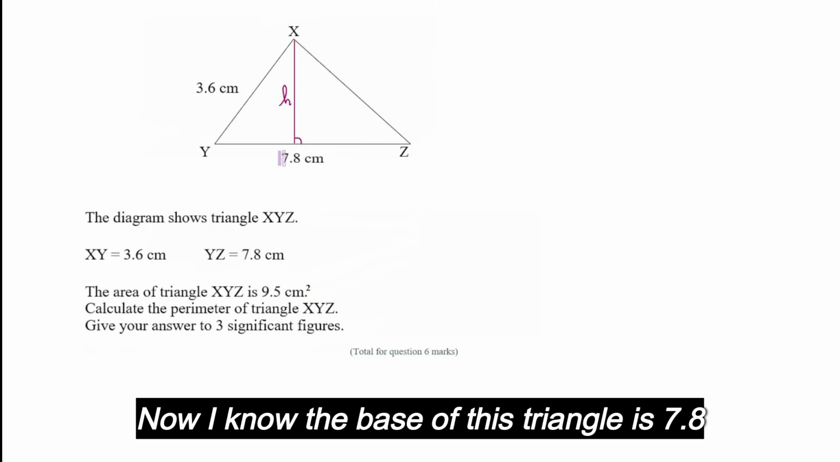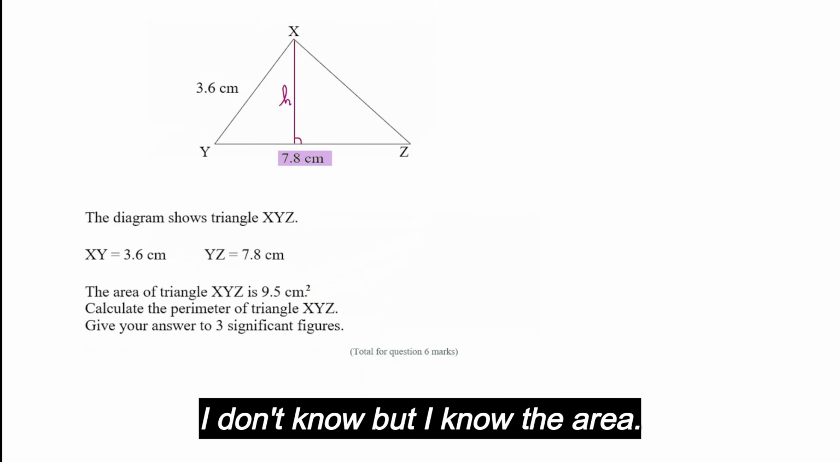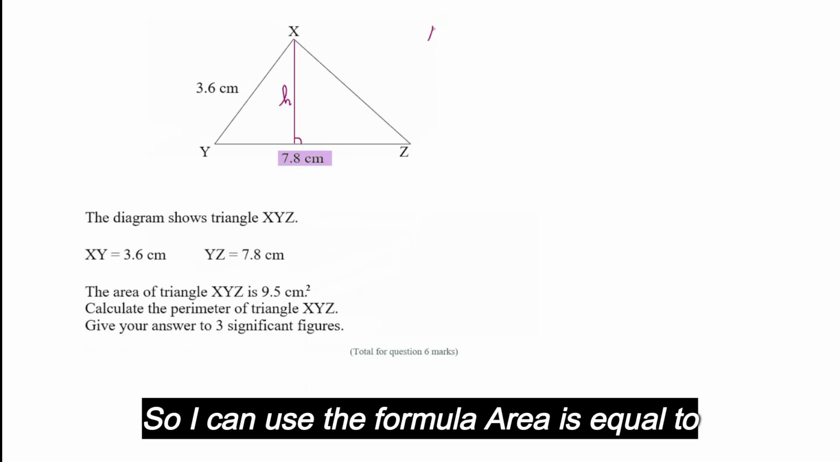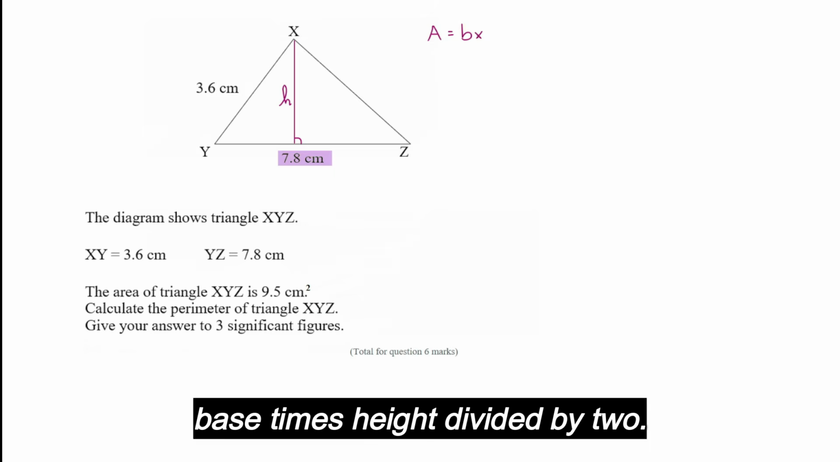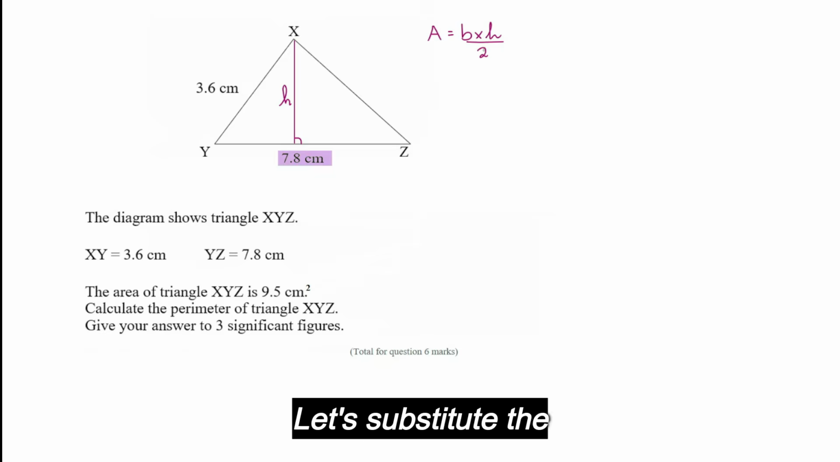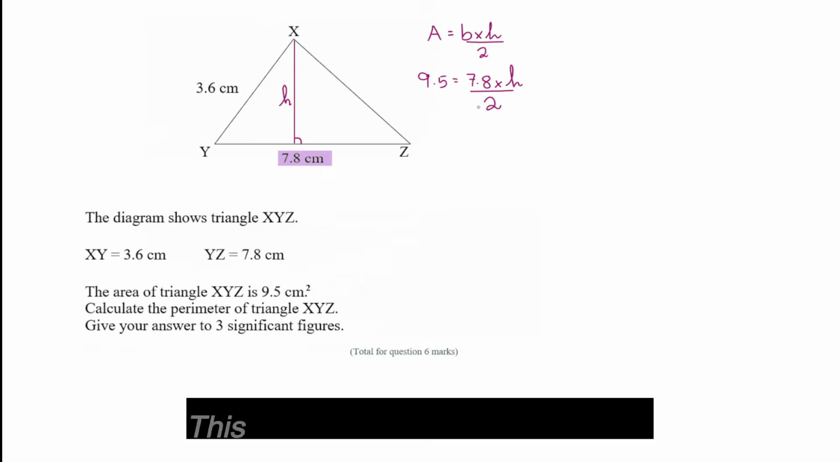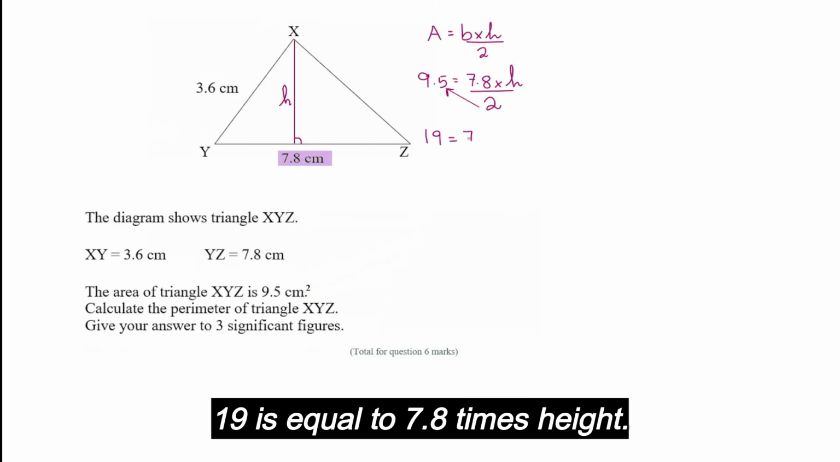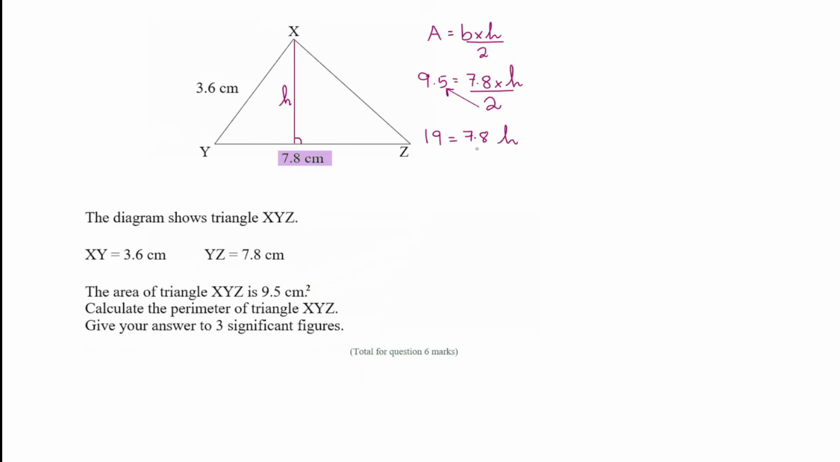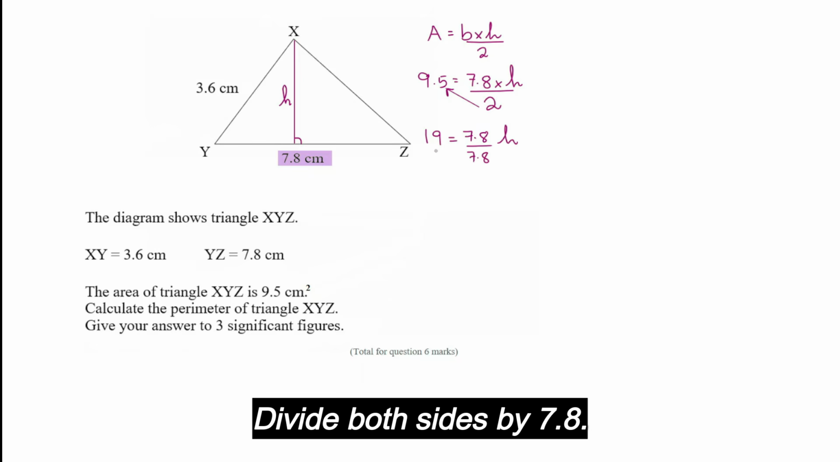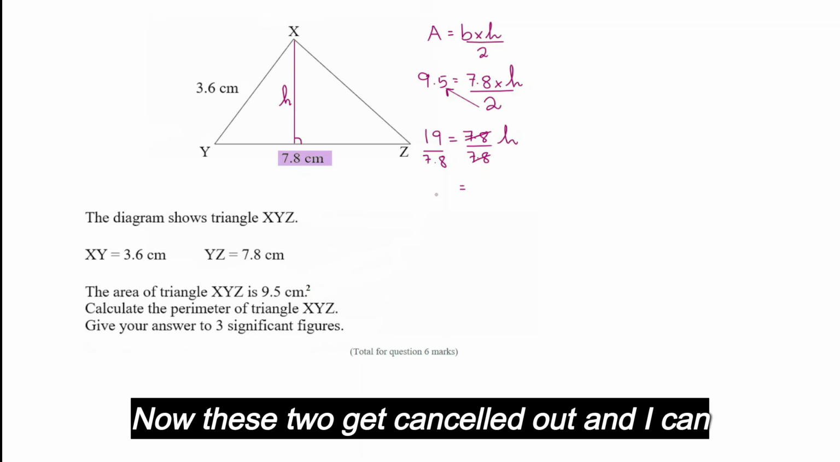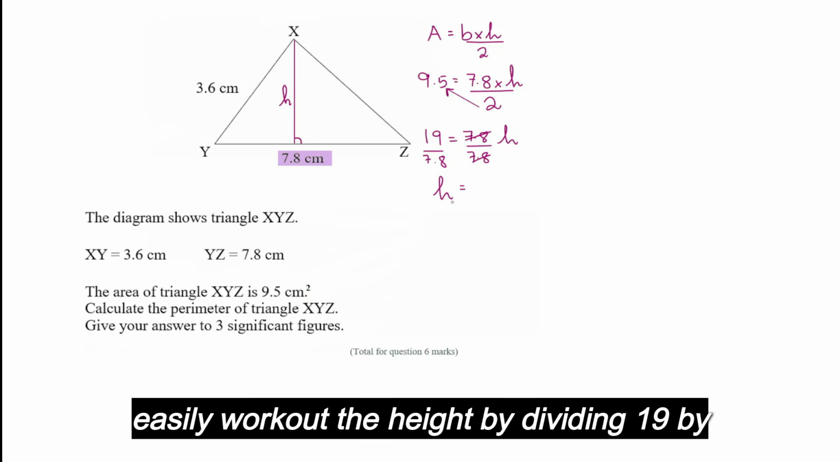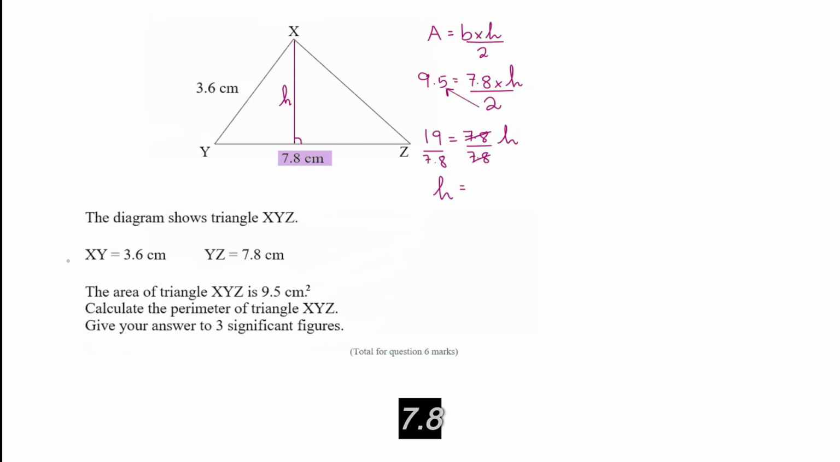Now I know the base of this triangle is 7.8. Perpendicular height I don't know, but I know the area. So I can use the formula: area is equal to base times height divided by 2. Let's substitute the values. Base 7.8, I don't know the height, divided by 2. This 2 will go to the other side and becomes multiplication. 19 is equal to 7.8 times height. Divide both sides by 7.8. Now these two get cancelled out and I can easily work out the height by dividing 19 by 7.8.